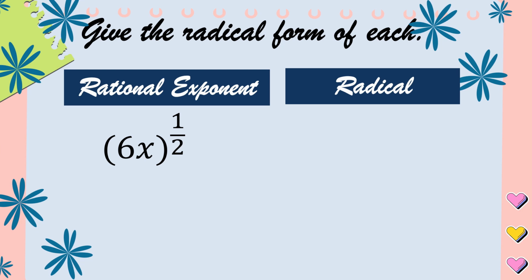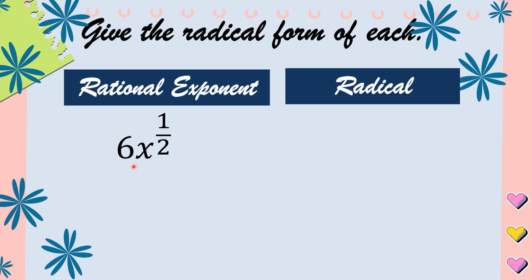How about the quantity 6x raised to 1/2? Alright, the answer is square root of 6x. So if the root or the index is 2, there's no need to write 2 as the index. It's understood that the index is 2 if it's not written.